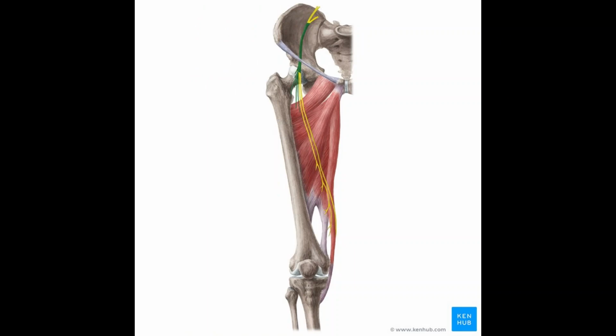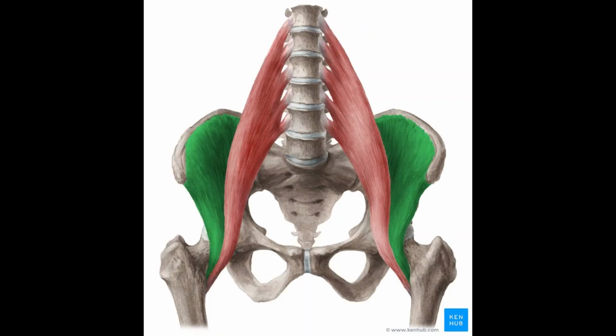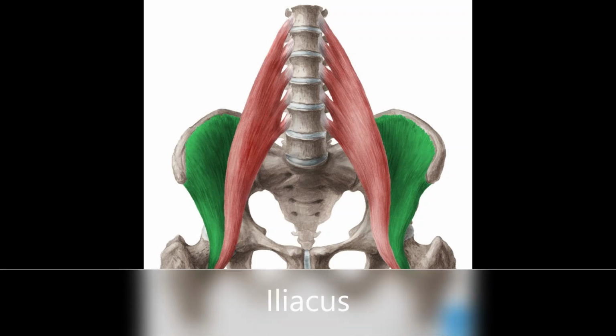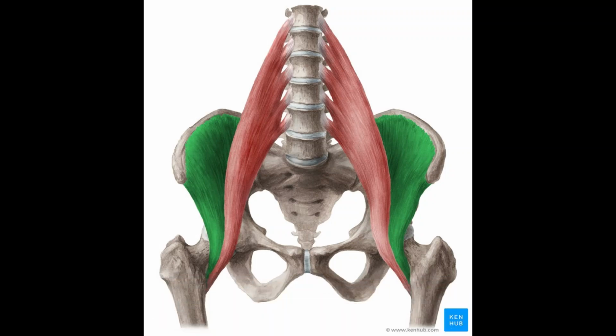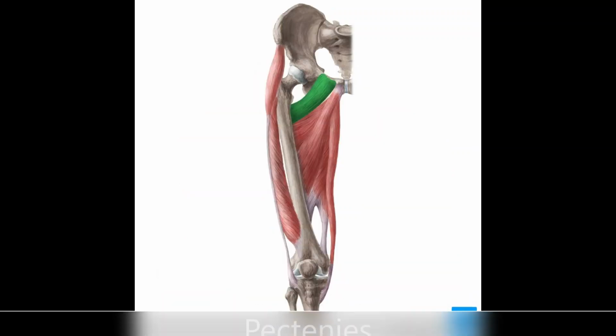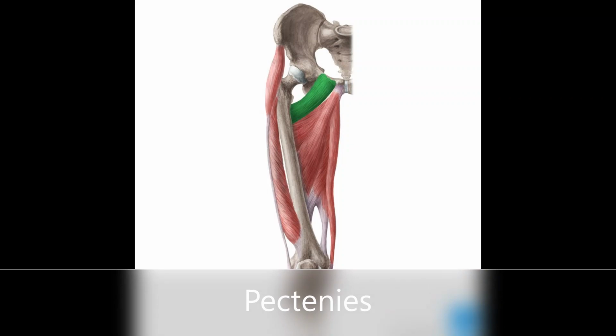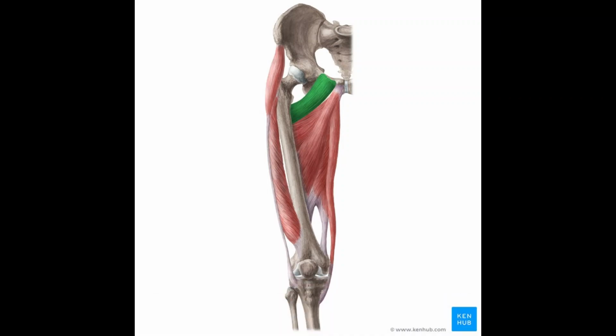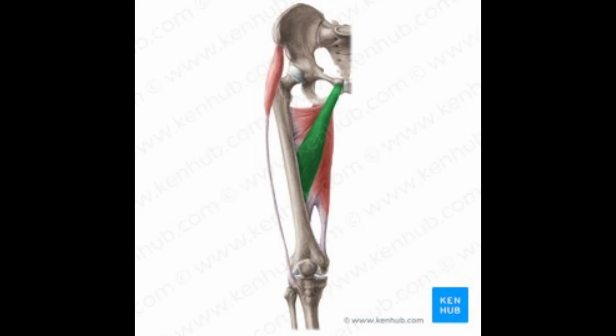This is the iliacus muscle. The iliacus muscle's action is hip joint, thigh, and trunk flexion. This is the pectineus muscle. The pectineus muscle's action is hip joint thigh flexion, adduction, external rotation, and pelvic stabilization.